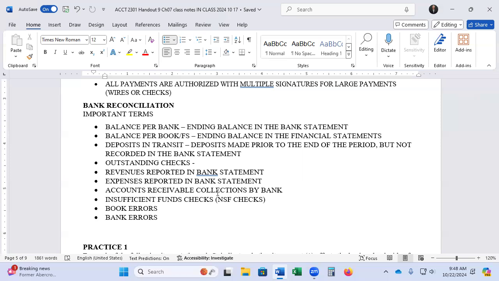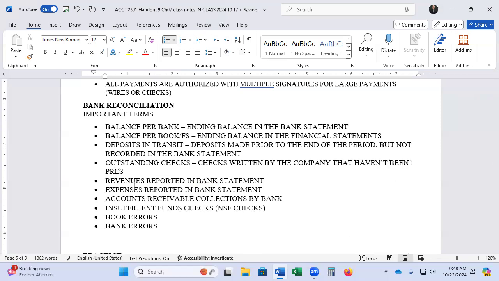Outstanding checks. These are checks written by the company that haven't been presented at the bank yet.